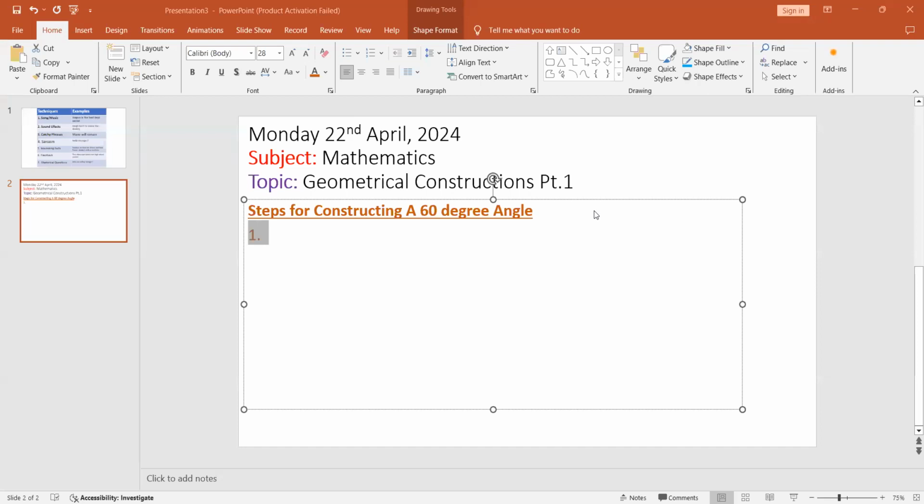Okay, we're going to write down the steps for constructing a 60-degree angle, and we might have a chance to do 90 degrees today as well. For those of you who do not have a geometry set, you just have to draw it using a ruler. Put I inside the chat if you have a ruler or straight edge. You still could do it.